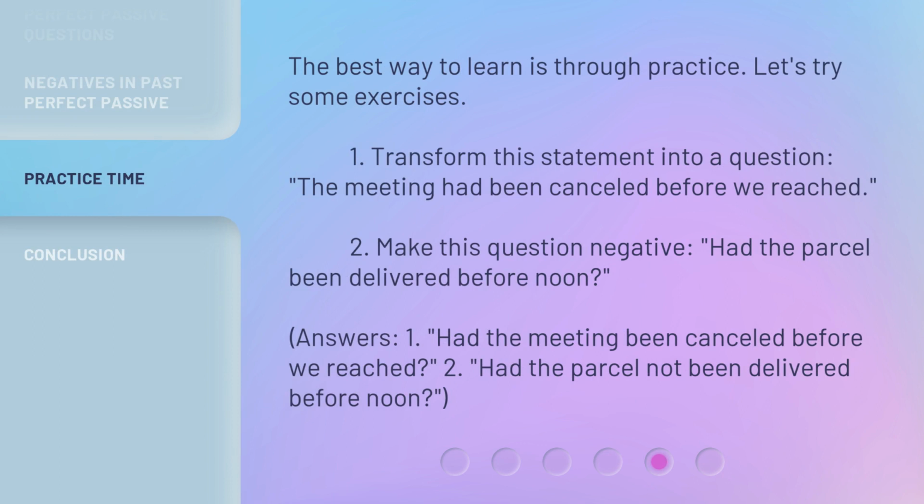The best way to learn is through practice. Let's try some exercises. 1. Transform this statement into a question. The meeting had been cancelled before we reached. 2. Make this question negative. Had the parcel been delivered before noon? Answers. 1. Had the meeting been cancelled before we reached? 2. Had the parcel not been delivered before noon?